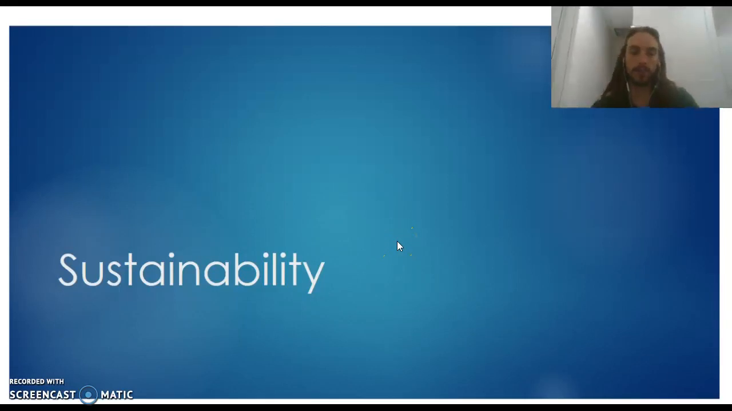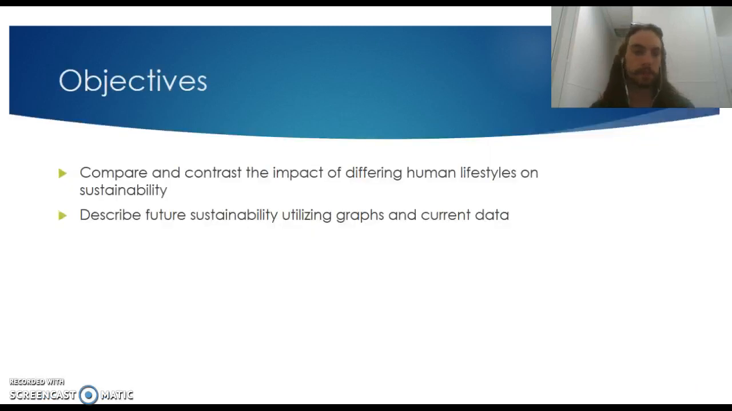All right, so this next subunit is going to be on sustainability. It's just kind of a culmination of everything we've learned so far. And we've got one more, I think, on technology. All right, so the objectives of this subunit are going to be to compare and contrast the impact of differing human lifestyles on sustainability and to describe future sustainability using graphs and current data.